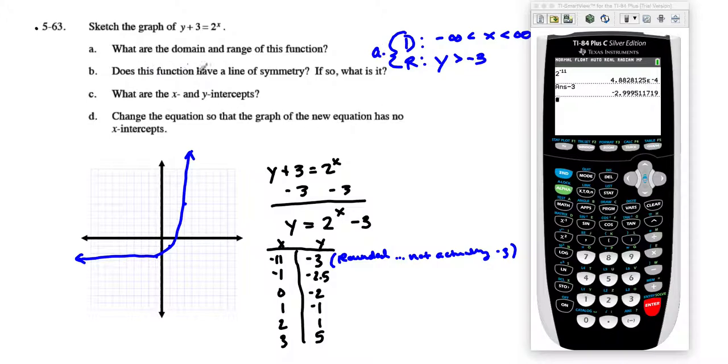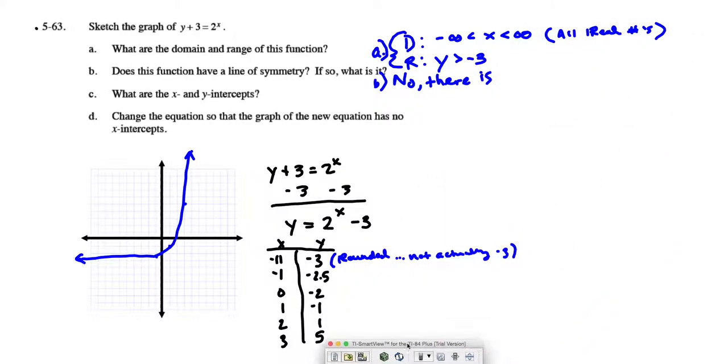B, does this function have a line of symmetry? If so, what is it? While this is going to be exponential growth, this is not going to have a line of symmetry here. So we can just go ahead and say no. There is no line of symmetry.